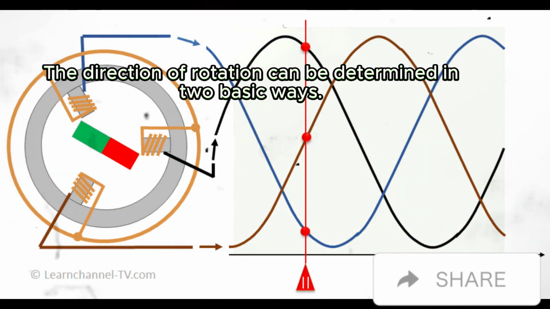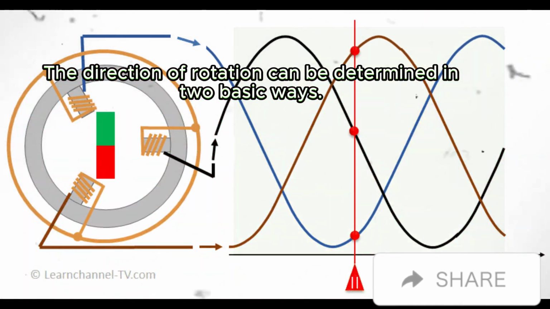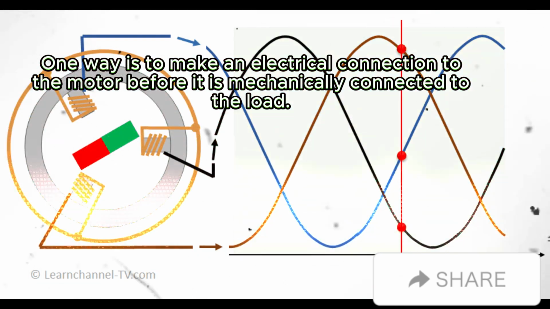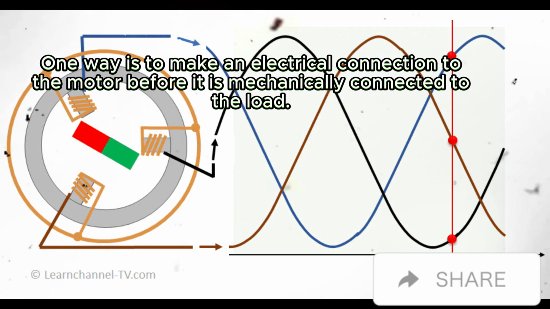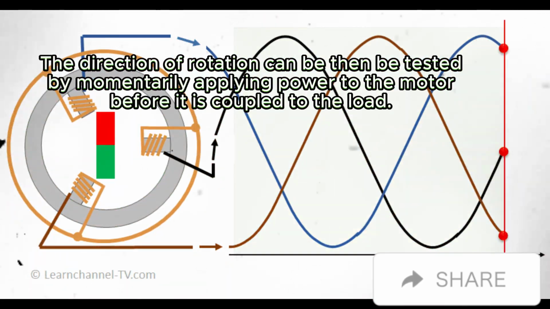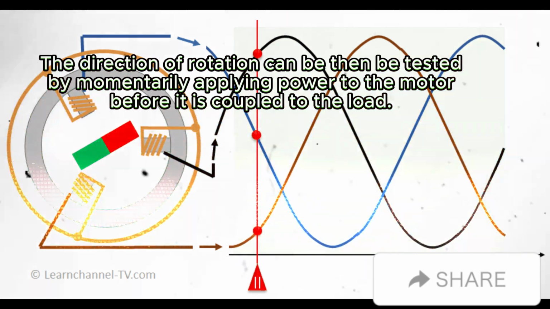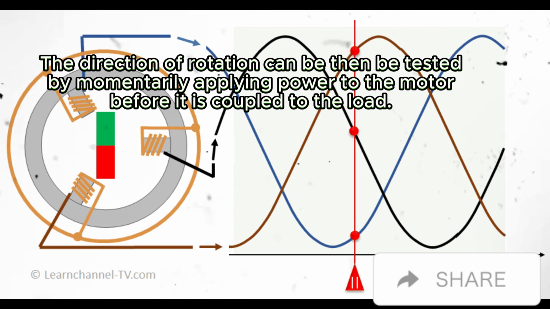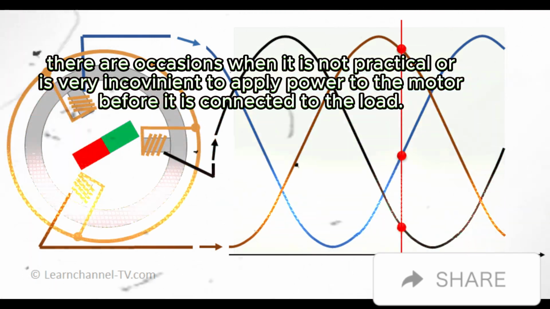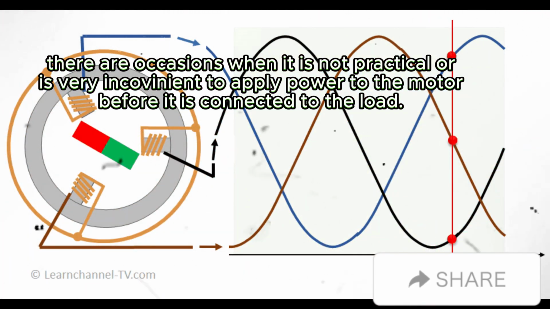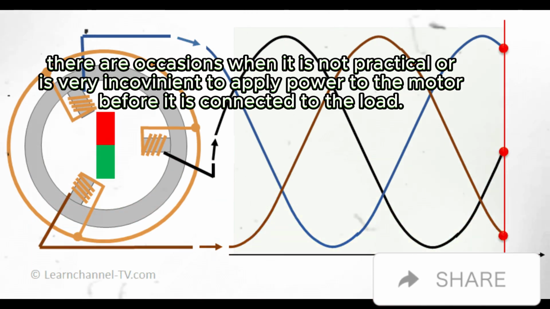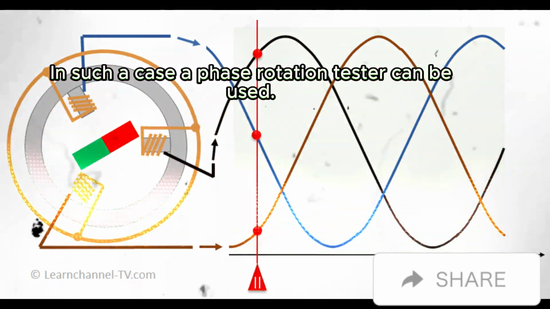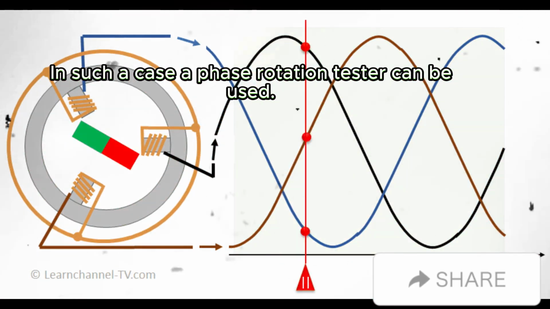The direction of rotation can be determined in two basic ways. One way is to make an electrical connection to the motor before it is mechanically connected to the load. The direction of rotation can then be tested by momentarily applying power to the motor before it is coupled to the load. There are occasions when it is not practical or is very inconvenient to apply power to the motor before it is connected to the load. In such a case, a phase rotation tester can be used.